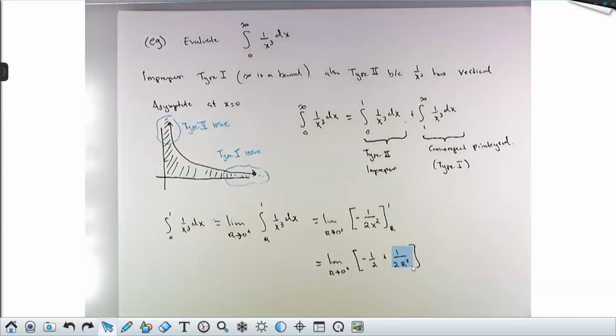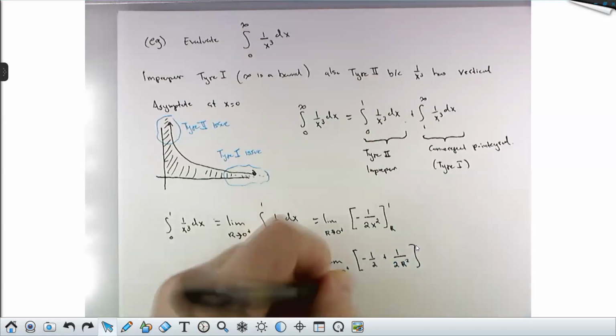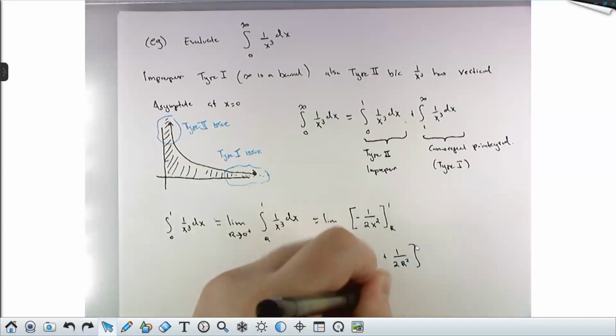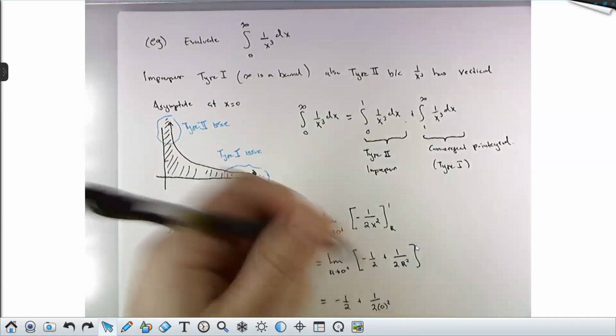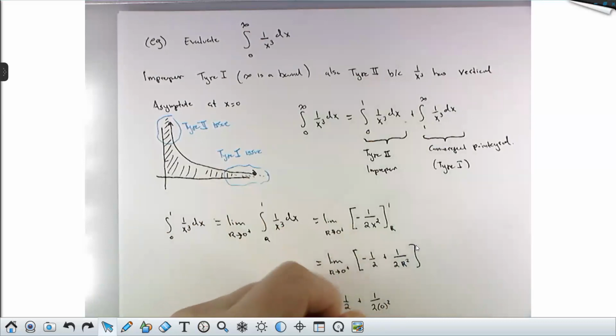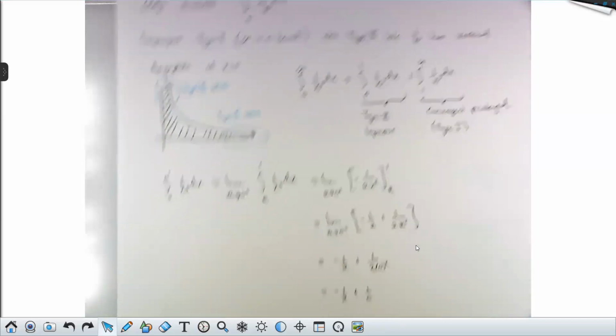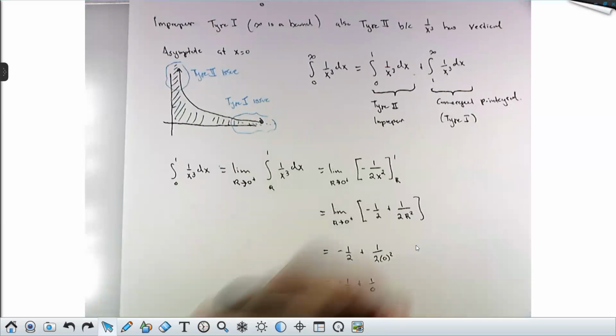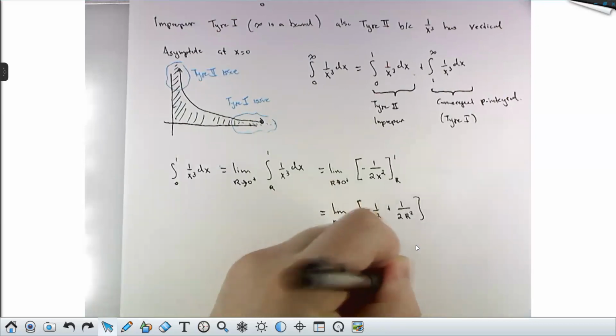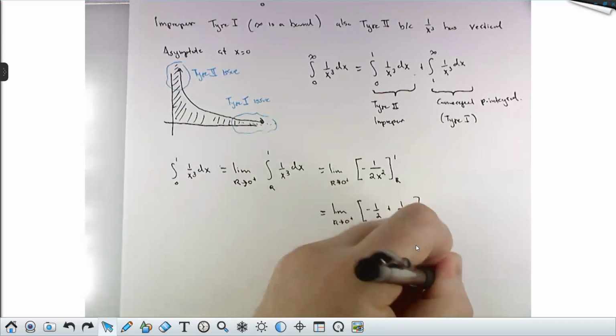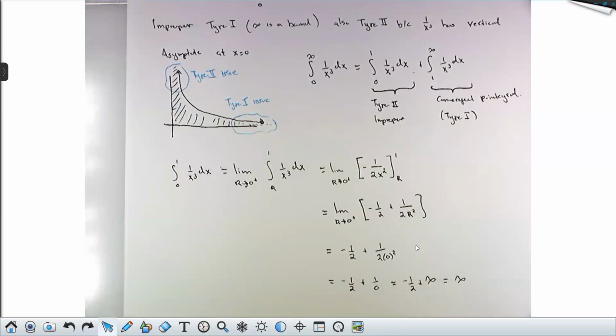And I need to know now, what does this piece do as r goes to 0 from the right? Well, as r goes to 0 from the right, r squared goes to 0. So this is like 1 over 2 times 0. Negative 1/2 plus 1 over 2 times 0 squared, which is negative 1/2 plus 1 over 0. 1 over 0 is undefined. In this limiting case, though, we would say this is infinity. Take infinity and you add negative 1/2 to it, you still get infinity.